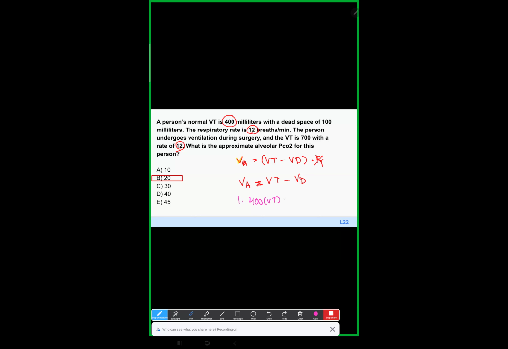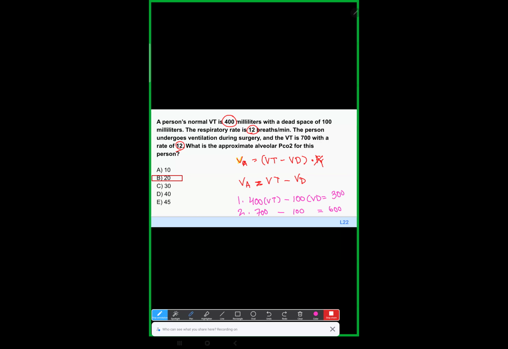This is the VT, minus the dead space ventilation, which is 100. So 100 is the VD. So the total, so VA should equal 300. And then in the second scenario, what happened was the total ventilation is 700. And we can assume that the dead space is going to stay the same, so it's 100, which equals 600.